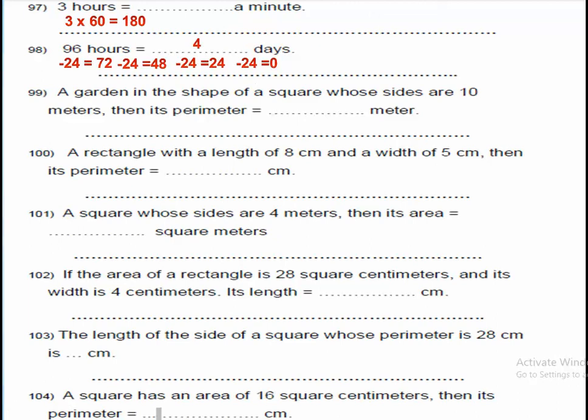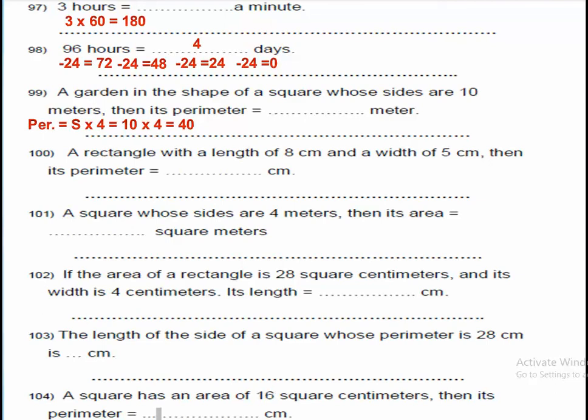A garden in the shape of a square whose sides are 10 meters. Then its perimeter. Yes, perimeter equals side times 4 equals 10 times 4 equals 40.